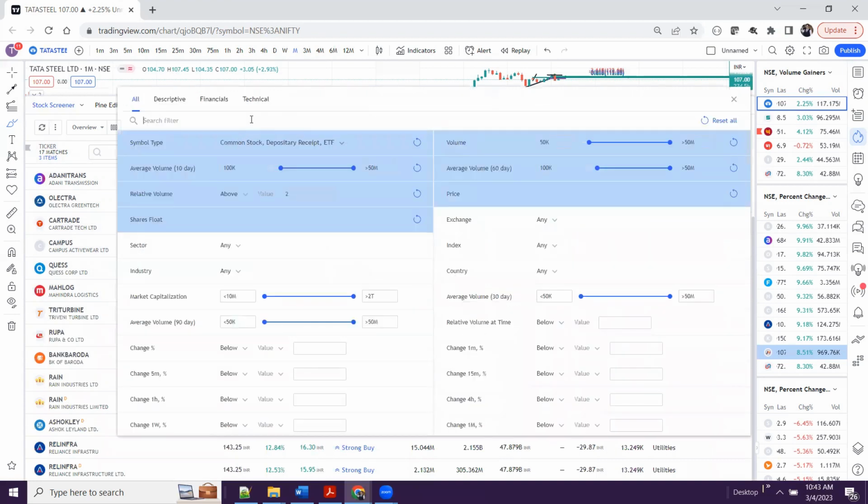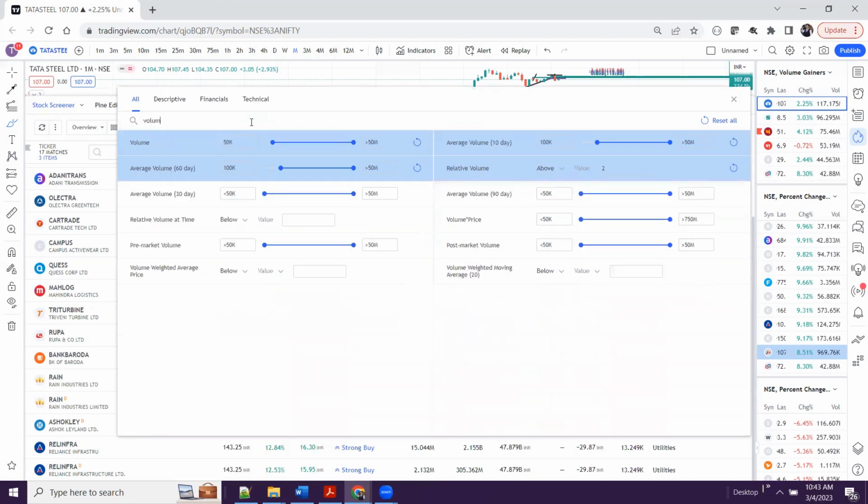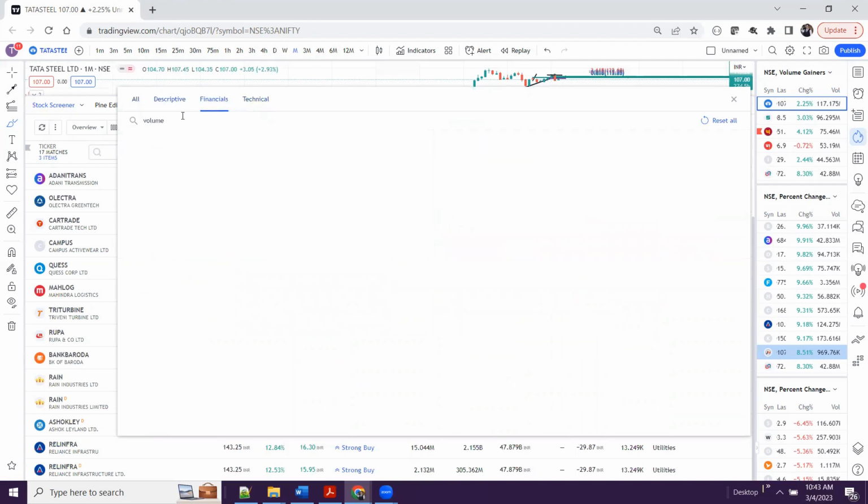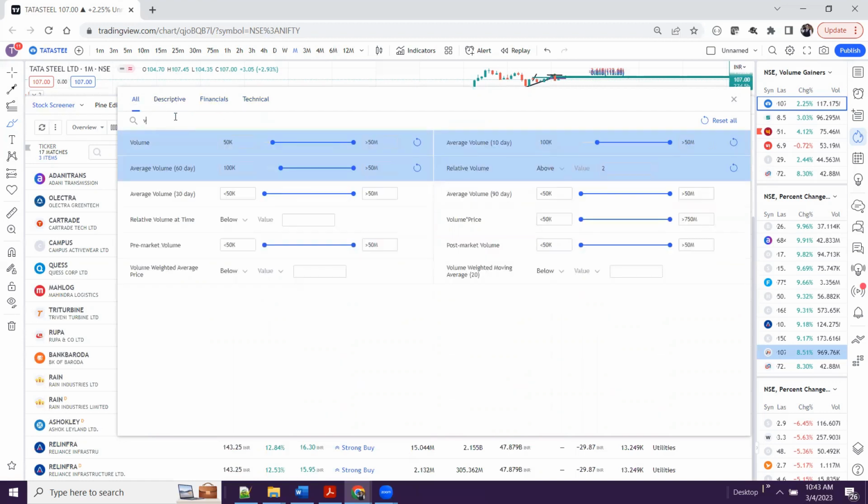Now, let us discuss the filters. For swing trading or intraday trading, volume plays an important role, so we have to find stocks that have very high volume. If you go to the volume section, search for volume under technical. Okay, let me do it again. For volume, there will be a lot of options. I'm using these options. The volume should be in the range 50K to 50 million.